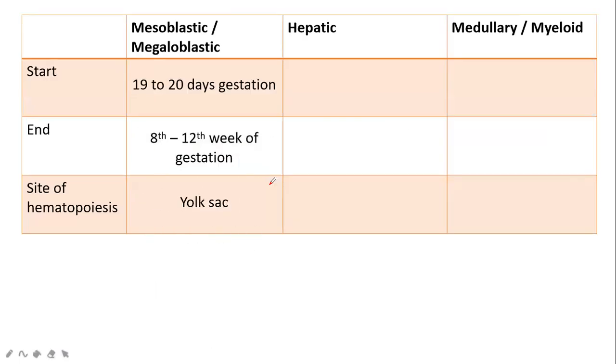So imong hematopoiesis na siya tulo ka phase. You have your mesoblastic, your megaloblastic, hepatic, and your mesoblastic or your megaloblastic. We have your hepatic phase and your medullary or myeloid phase. So si mesoblastic phase nimo or your megaloblastic phase nimo of production, no, starts at around 19 to 20 days of gestation. Meaning, after 19 to 20 days ka nga na-form sa tiyan sa imuhang mama, mag-start na dayon ang imuhang megaloblastic or your mesoblastic phase of hematopoiesis. And then usually mag-end na siya at around 8 to 12 weeks of gestation. And the site of hematopoiesis occurs in your yolk sac.